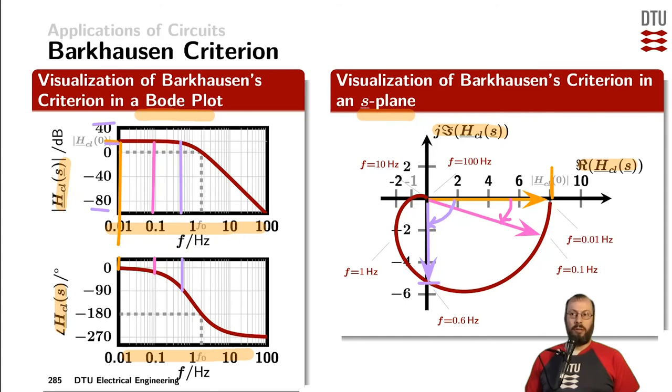The interesting point for the oscillation is happening at the oscillation frequency F0, which is about 2 Hz in this diagram. That is where the amplitude of the transfer function is 0 dB and the phase has reached the minus 180 degrees that we needed from the Barkhausen criterion. In the S-plane plot, the amplitude of the transfer function is 1, which corresponds to the 0 dB from over here, and the angle is also minus 180 degrees.